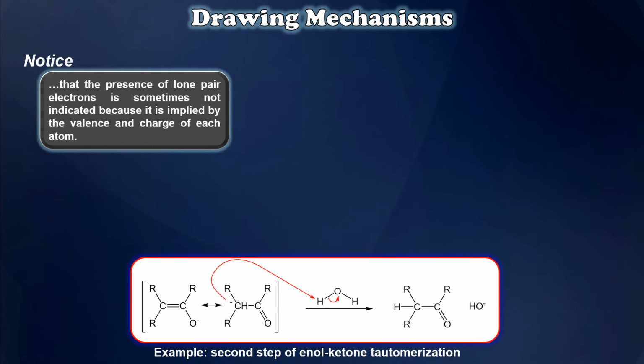So notice that I haven't included all the necessary lone pairs because I can actually infer what those are based upon the valence of each atom. So when I see an oxygen with 2 bonds to it, I know clearly that oxygen must have 2 lone pairs.